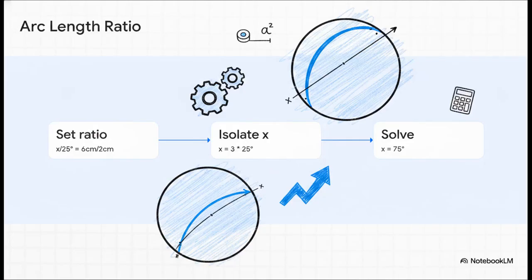And it gets better, because the size of an angle is directly proportional to its arc length. Just look at the ratio we've set up here. If a 2-centimeter arc creates a 25-degree angle, expanding that arc to, say, 6 centimeters means we simply scale up. Since 6 is 3 times larger than 2, we just multiply 3 by 25. And boom, we find that our new angle x is exactly 75 degrees. The arc is literally driving the size of the angle.